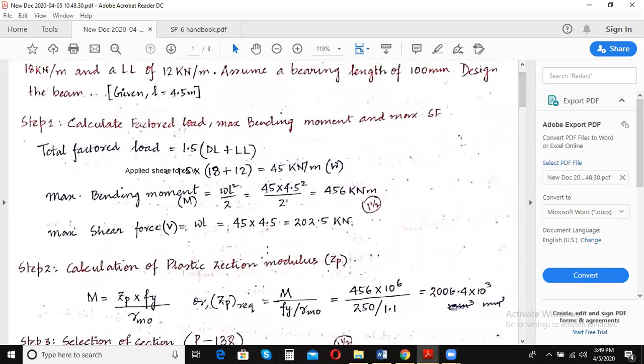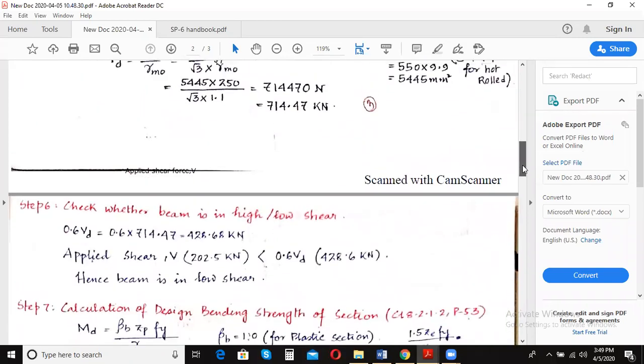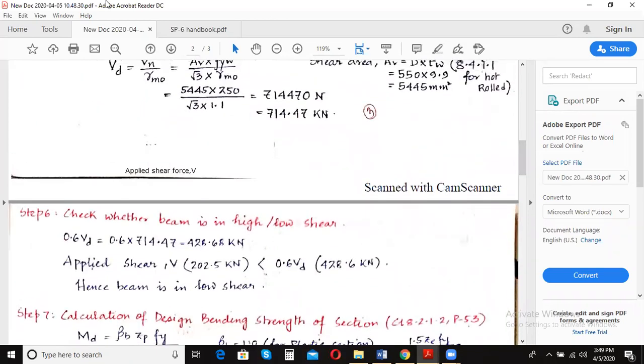See, this is my applied shear force, which is equal to 202.5 kilonewton, right? So my applied shear force was coming out as 202.5 kilonewton. Clear? And what is my design shear strength? It is equal to 714.47 kilonewton. This is my design shear strength.